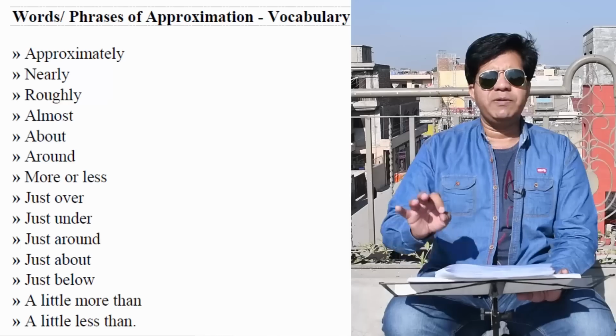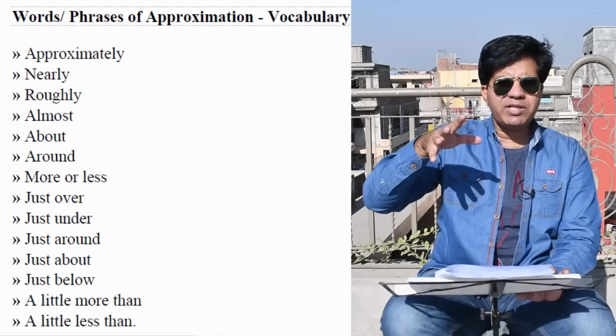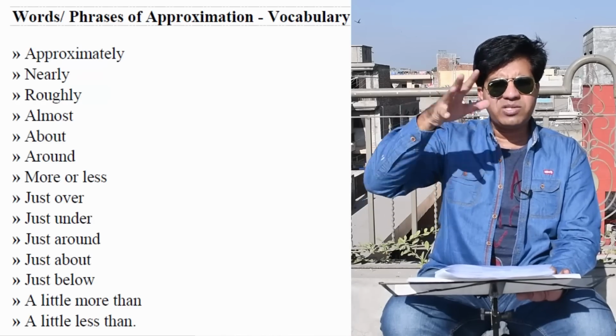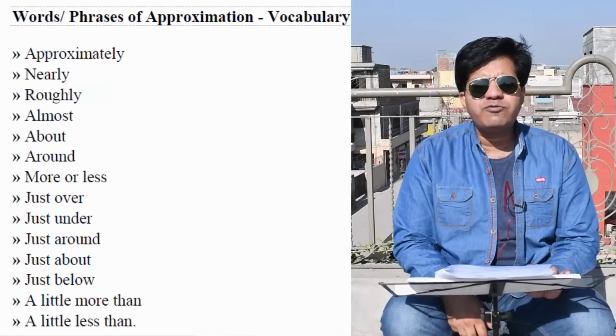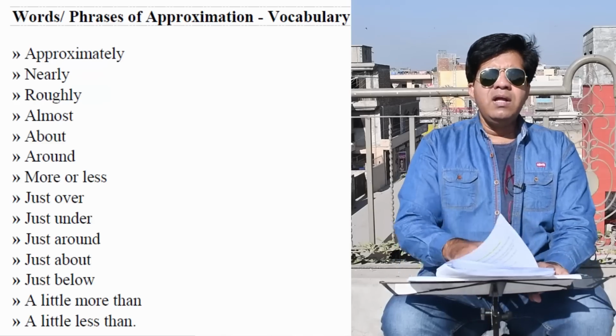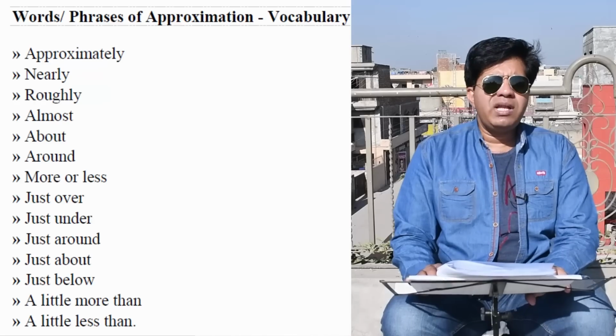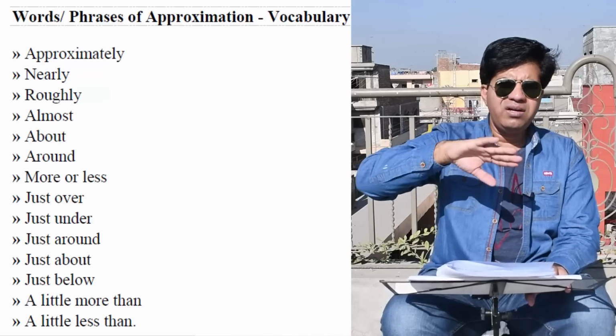Now we've got words or phrases for approximation. Sometimes the number is not exact. If you say 70 but you are not sure whether it is 71 or 69, for those things we use some words for approximation, and I'm going to teach you that vocabulary. Let's assume a number. We assume the number 70. So 70 means 71 or 69.